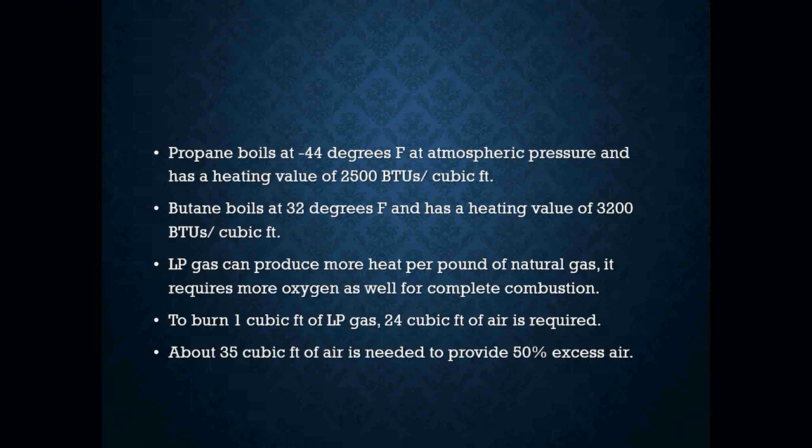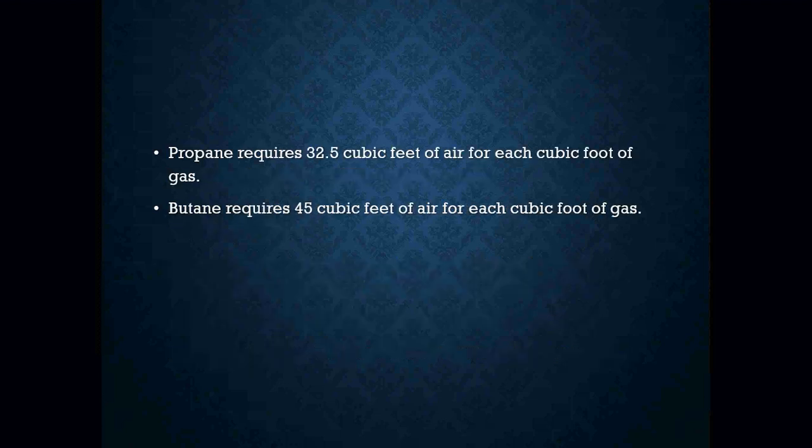To burn 1 cubic foot of LP gas, you're going to need 24 cubic feet of air. About 35 cubic feet of air is needed to provide 50% excess air. Propane requires 32.5 cubic feet of air for each cubic foot of gas. Butane would require 45 cubic feet of air for each cubic foot of gas.